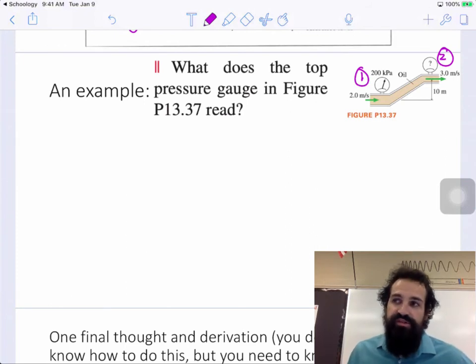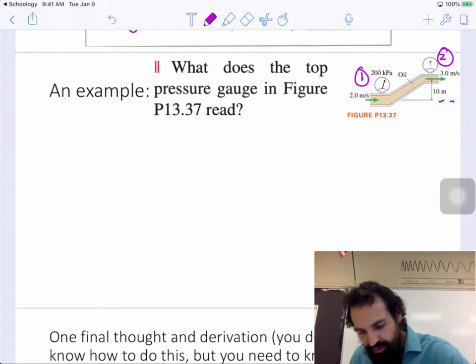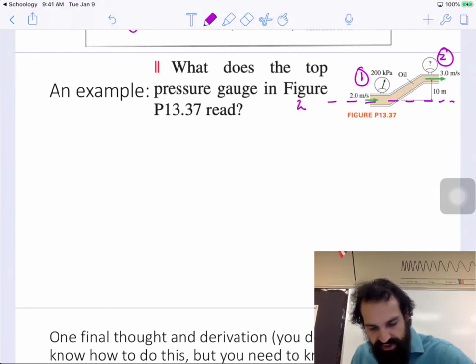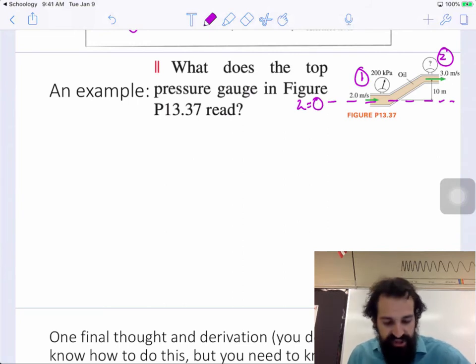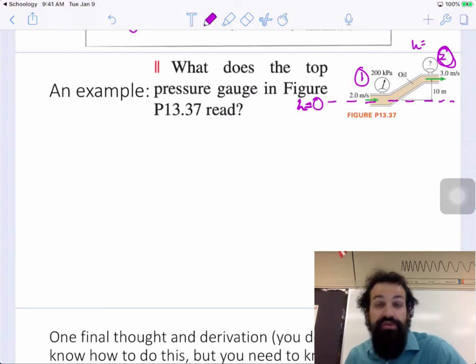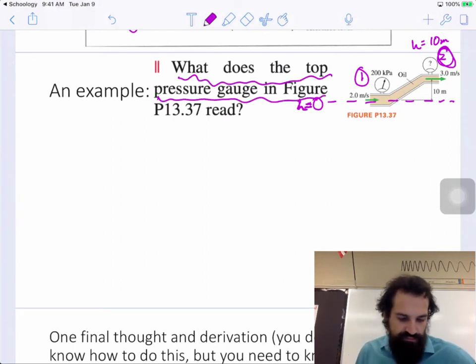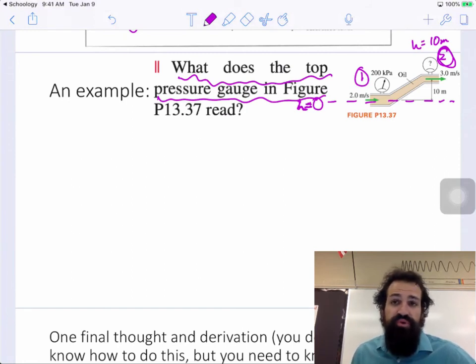Whenever you get a problem like this, you have to choose a base height or a reference level. I'm always going to assume that the bottommost position is where I'm going to say height equals 0. That will save you a lot of effort with your problem. So I'm going to say height equals 0 at the very bottom, which would mean at position 2, height would be equal to 10 meters. So now we need to figure out what's the pressure in the top gauge. This is where we're going to use Bernoulli's equation.